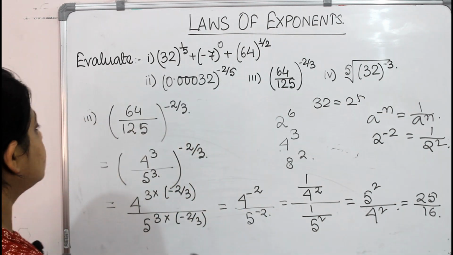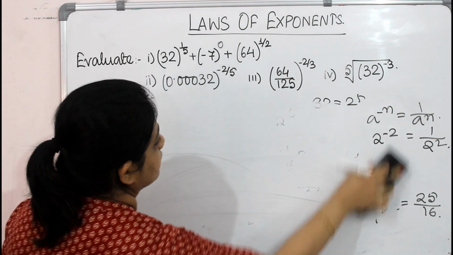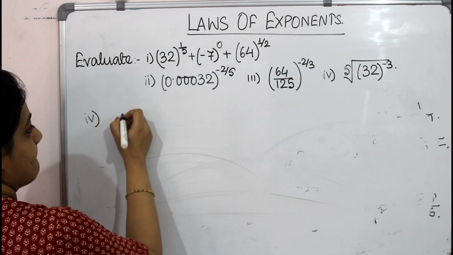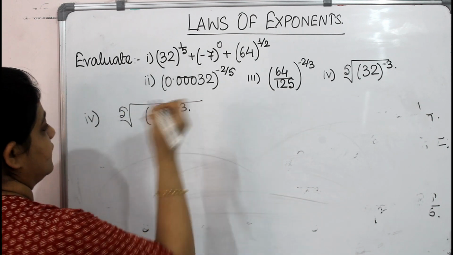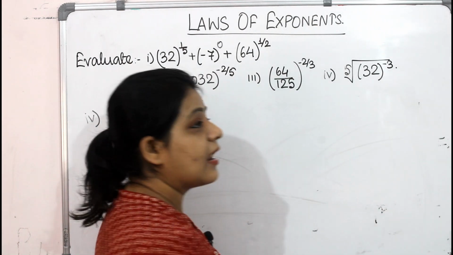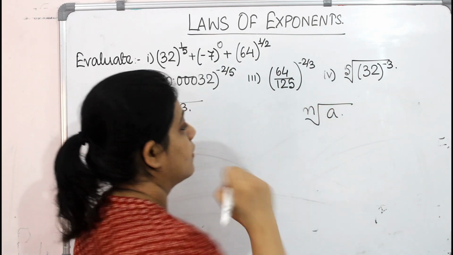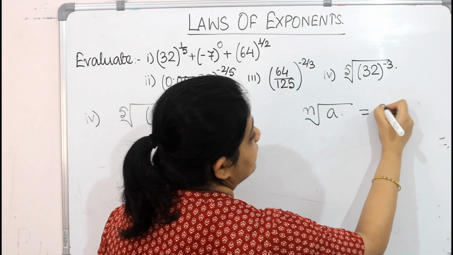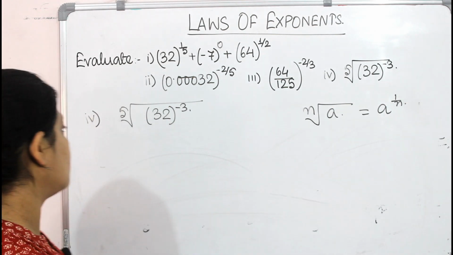Okay, so the fourth sum is 32 to the power of minus 3. For solving this sum, you have to keep another formula in mind, that is, nth root of a can be written as a to the power of 1 by n. Keep this formula in mind while solving this sum.